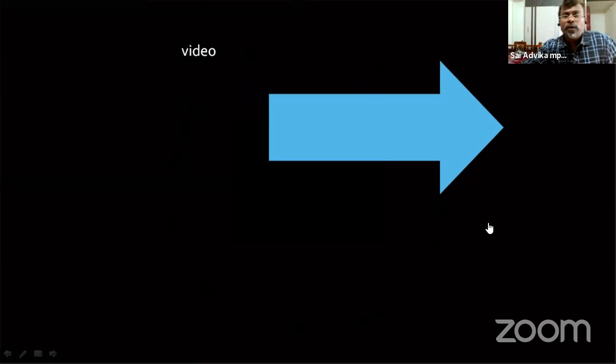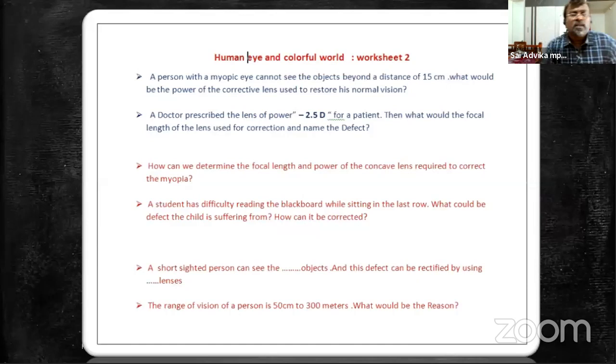Now, you have seen a video clearly showing us the various eye defects and corrections. Here, I'm going to give you a worksheet. Try to solve this worksheet. If not possible, consult your teacher.